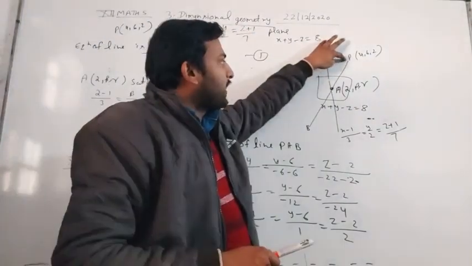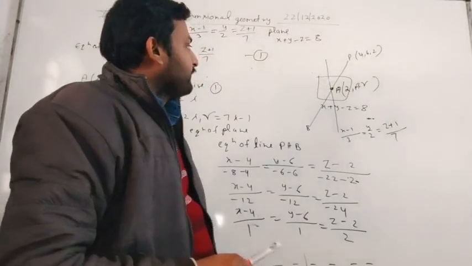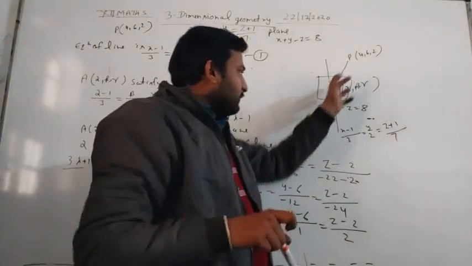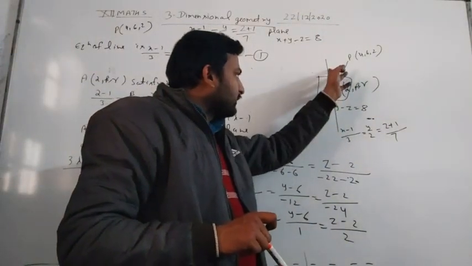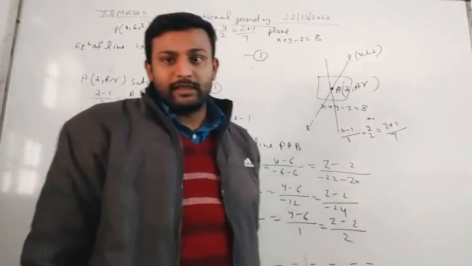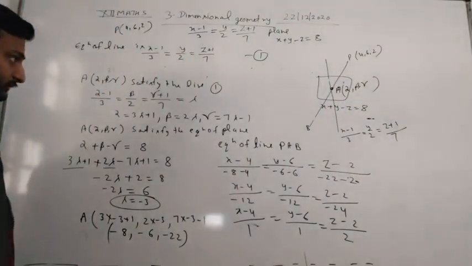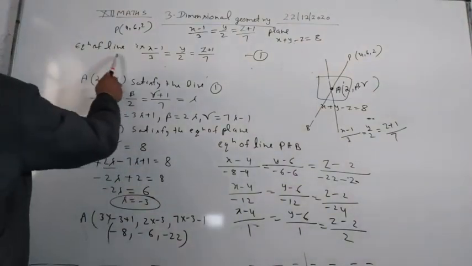So this is the point, passing through point A and B. We have to find out the equation of this line, and given that this line is passing through the intersection of this line and plane, whose equation is this, and the equation of plane is this. So now, if I find out, the equation of line is what?